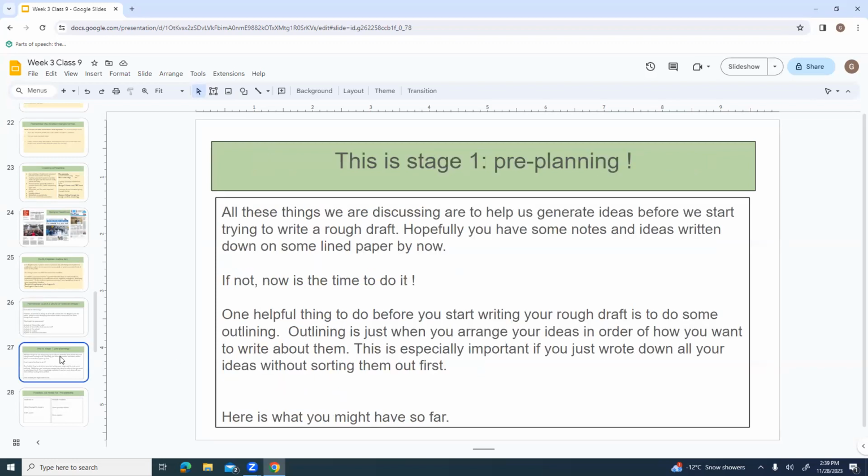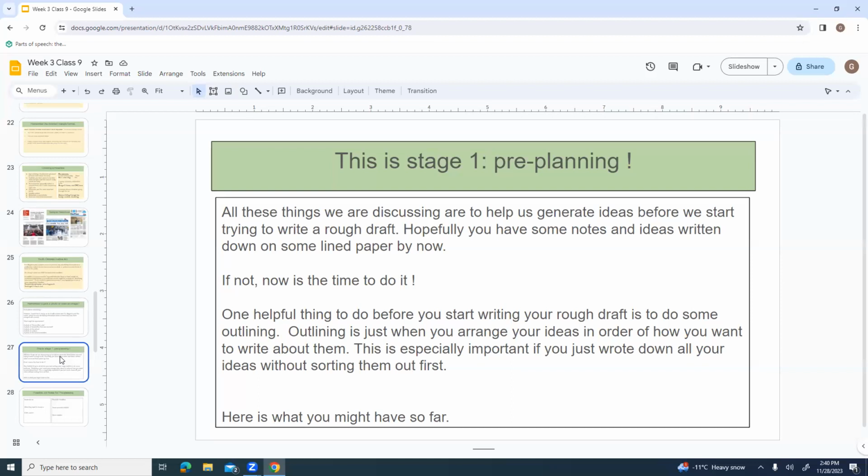Okay, so all of this is kind of stage one. It's part of our pre-planning, right? We're trying to help ourselves generate ideas before we start trying to write the rough draft. Hopefully you've got some notes and some ideas written down on some lined paper. If you haven't, now is a great time to do it. One helpful thing to do before you start writing your rough draft is to do some outlining. Outlining is just when you kind of arrange your ideas in order of how you want to write about them. This is especially important if you just wrote down all your ideas without sorting them out first.